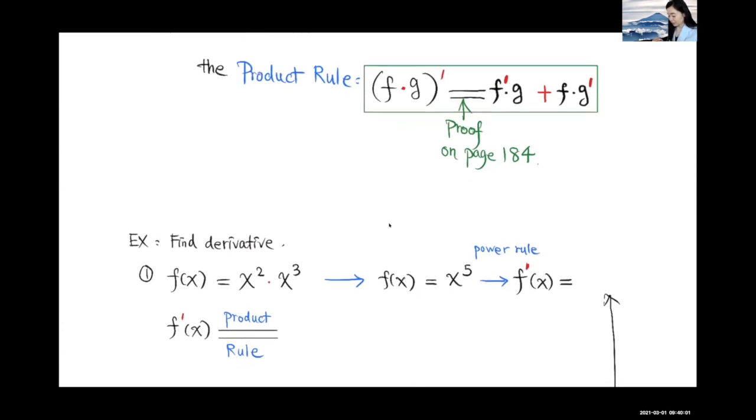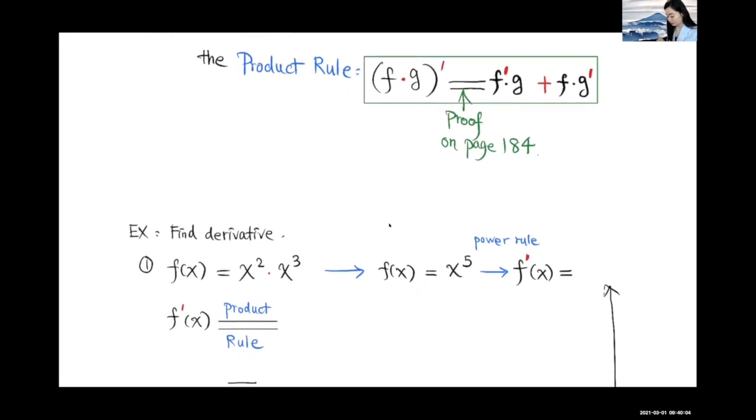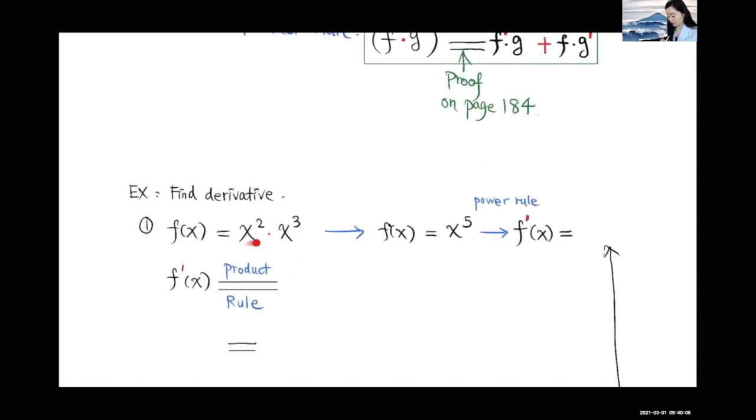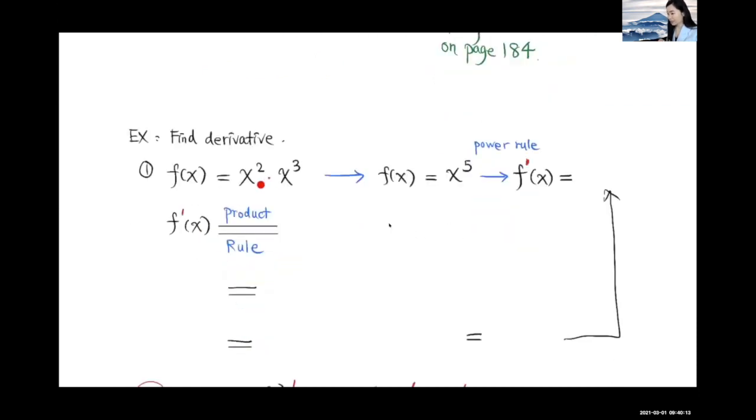Now let's use this product rule to find a derivative. We start with this simple function, x squared times x to the third power. We know that if we simplify this function, we get x to the fifth power, and now we can use the power rule to differentiate that. Can someone tell me what's the derivative of x to the fifth power? Is it 5 times x to the 4? Yes, you got it. So our answer should be 5 times x to the 4 power.